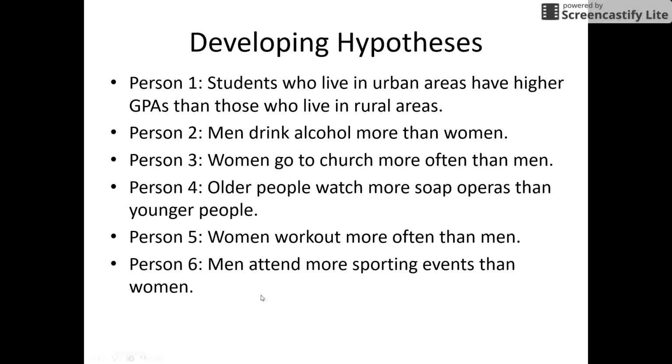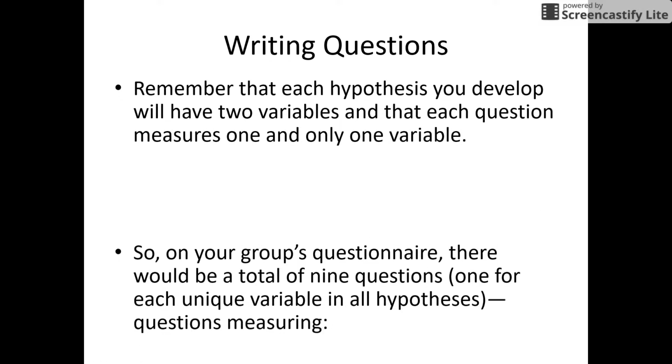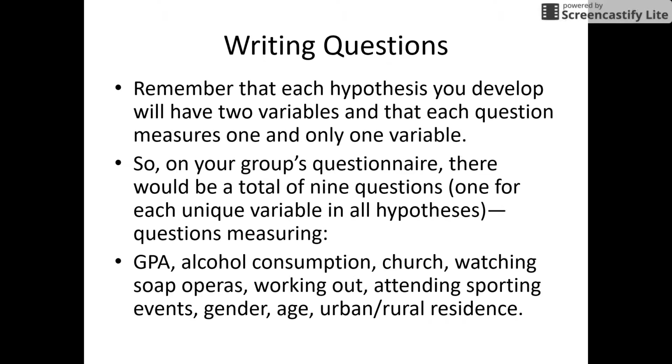There are 12 total variables in these hypotheses, as you can tell. 6 times 2 is 12. But we have sex here, sex here, sex here, and sex here. So sex is mentioned 4 different times, and so we only count 1 of those. Hence, that's why there are 9 unique variables. For your questionnaire, you have a question for each unique variable. 1 GPA question, 1 alcohol consumption question, 1 church attendance question, 1 watching soap operas question, 1 working out, 1 attending sporting events, 1 gender, 1 age, 1 urban rural residence.